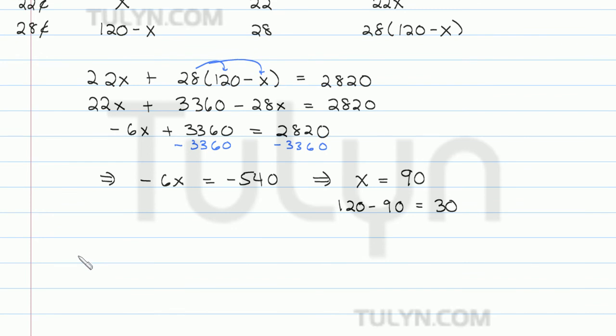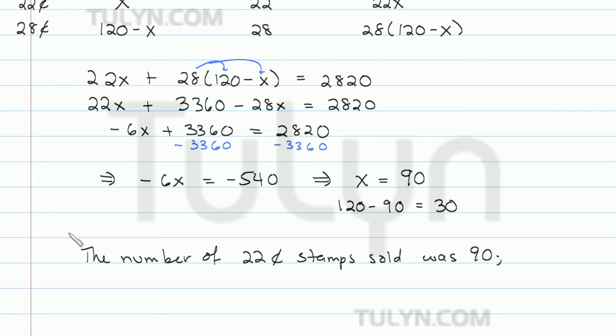So we want to say that the number of 22-cent stamps sold was 90, and the number of 28-cent stamps sold was 30.